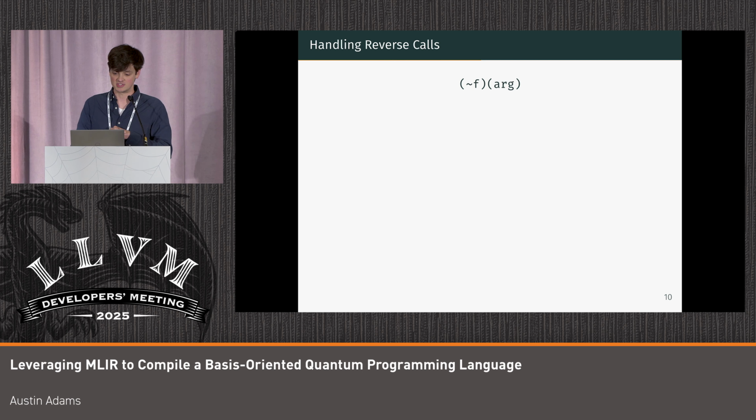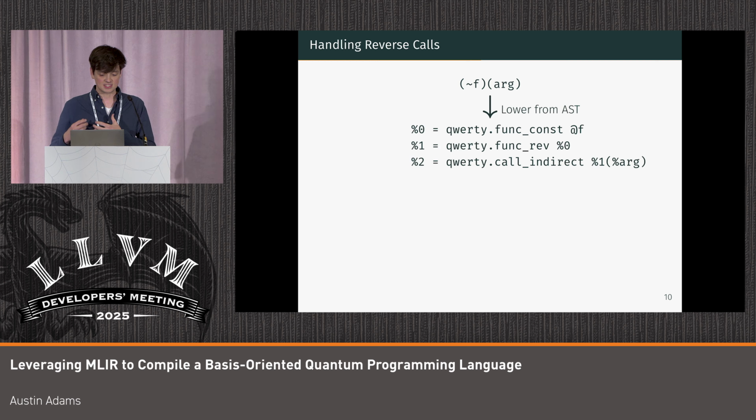I want to show a brief example here. Let's suppose we're starting off with this code as an AST, where it's saying basically call the reverse version of this function f. We would then lower that from the AST to the Qwerty dialect, and you get some IR like this. And the func constant, call indirect, pretty much like the func dialect here. But the wild card here, the weird thing, is this func rev op, which is taking a function value as input and yielding a function value that's actually the reverse version.